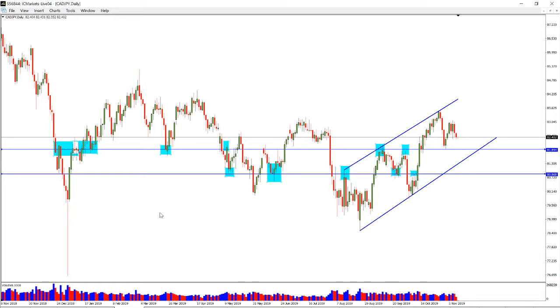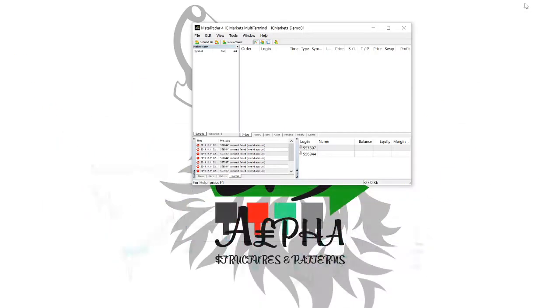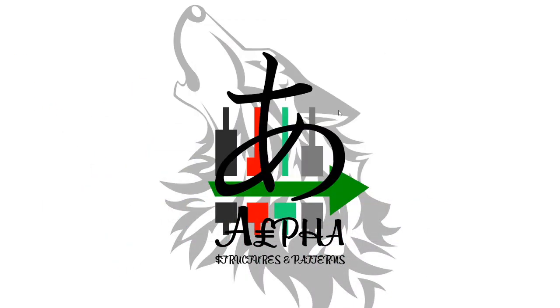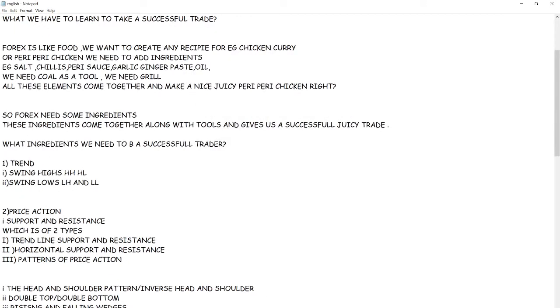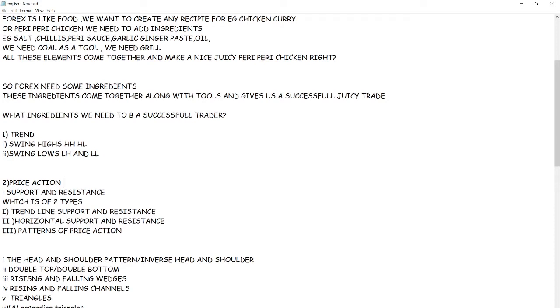Okay. I hope that now you understand what support and resistance is and what a trend line is. In the next topic, we will discuss the patterns of price action. We will study head and shoulders patterns and so on.